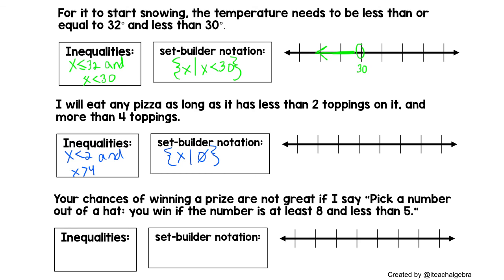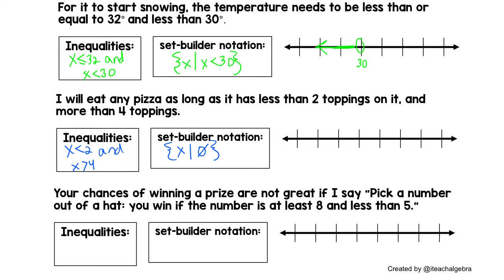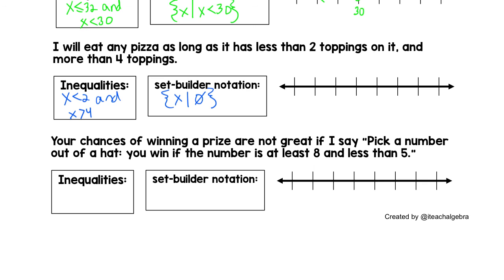Last, but certainly not least, your chances of winning a prize are not great if I say pick a number out of a hat. You win if the number is at least 8, so X is greater than or equal to 8, and less than 5. Again, no number exists that's both less than 5 and greater than 8. So our set builder notation has no solution. Our graph has nothing graphed on it.